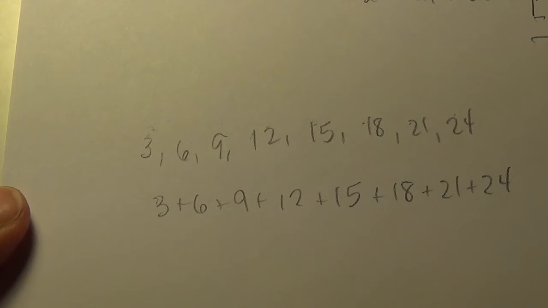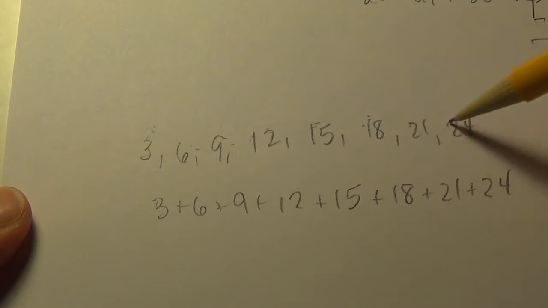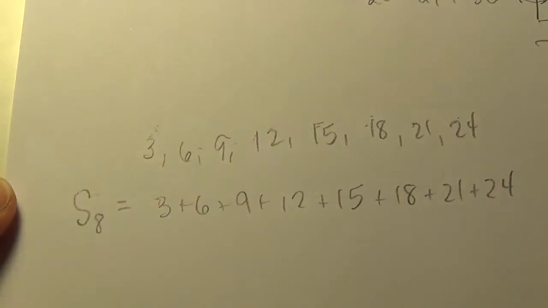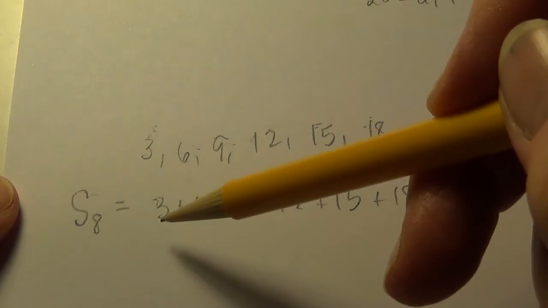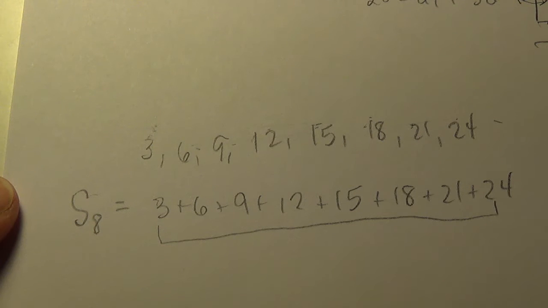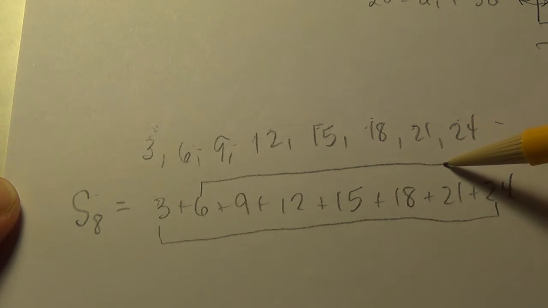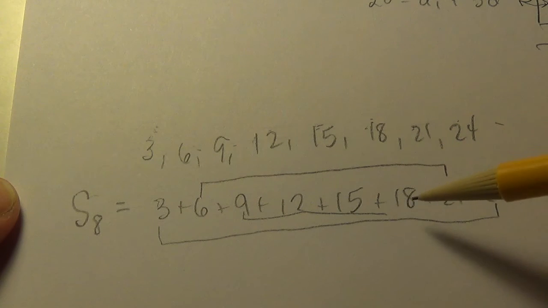Alright, so now I'm very interested in the sum of the first 8 terms. So I'm going to indicate that with an S for sum and a little 8 to tell you how many terms that I'm looking at. The sum of the first 8 terms in this arithmetic sequence I'm quite interested in, and I'm sure you are as well. I'm going to show you a little trick. What if I add the first and the last? What if I add second and second to the last? Are you seeing something too cool for words?